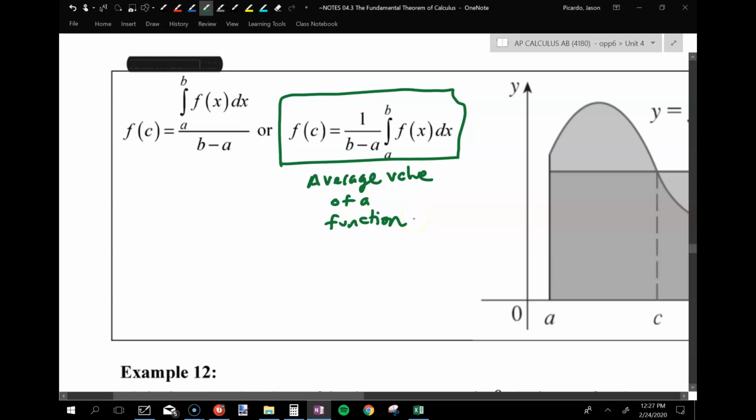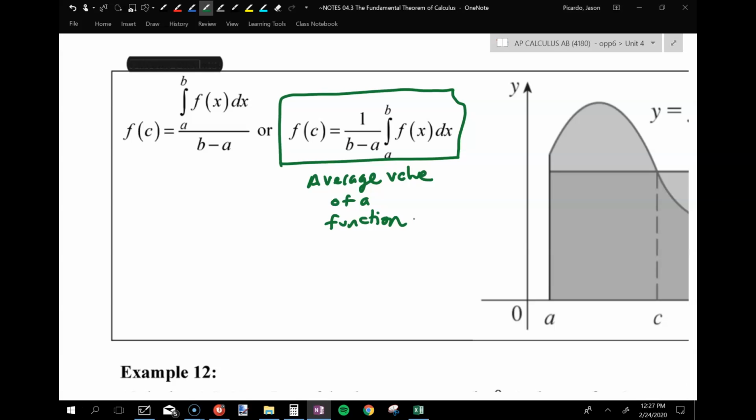It doesn't sound like we did anything that impressive, does it? But we just did. We just calculated something really, really impressive.